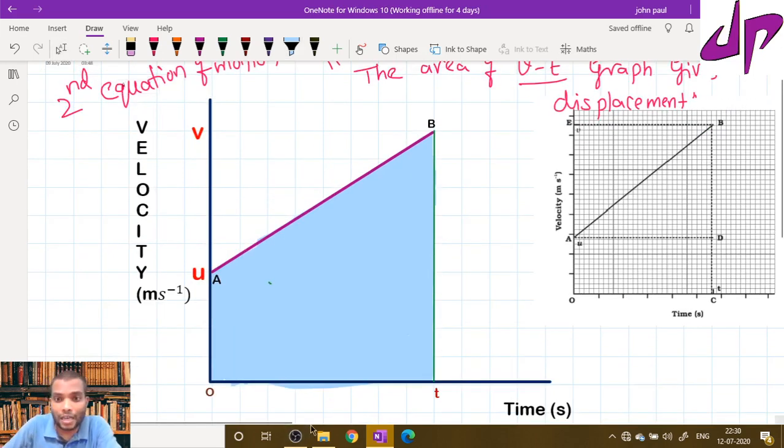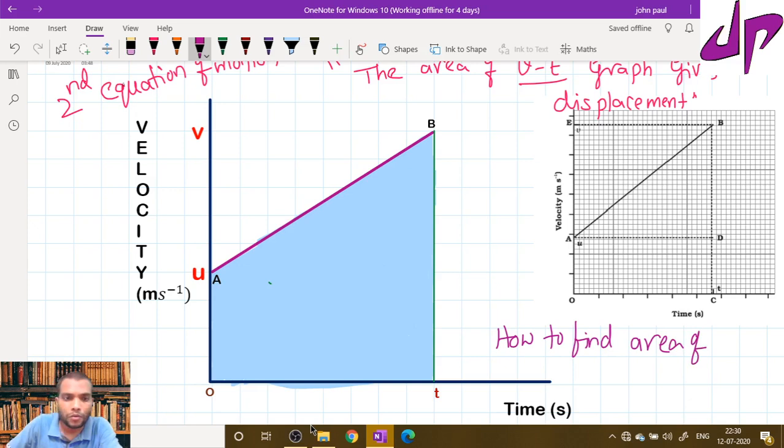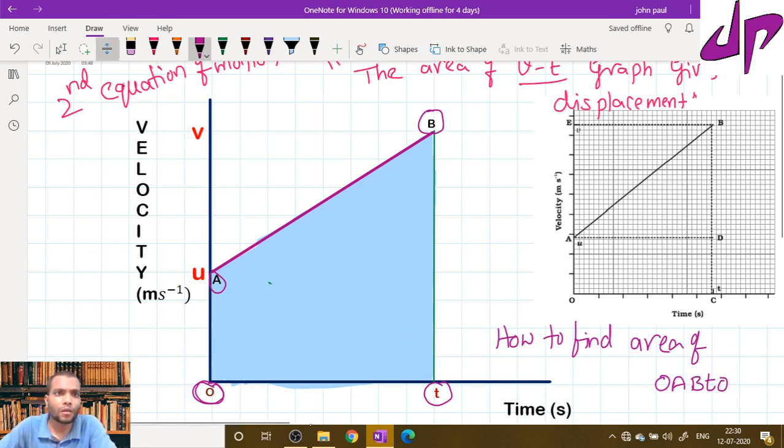So our present task is how to find the area of O, A, B, T, O. This is the shape whose area I need to find, the area of O, A, B, T, O, which is the area of the moving object from A to B.